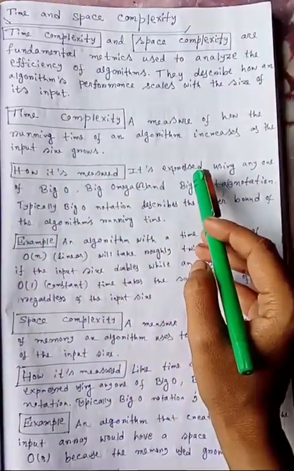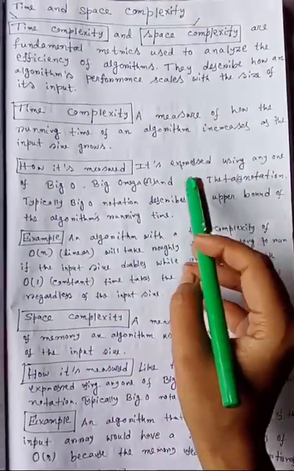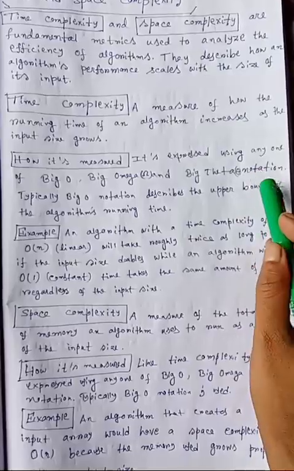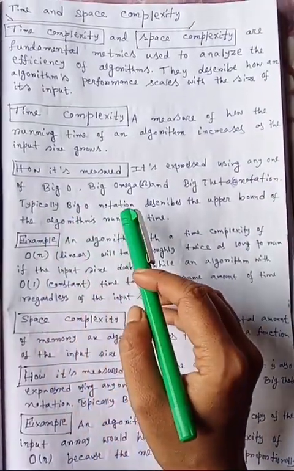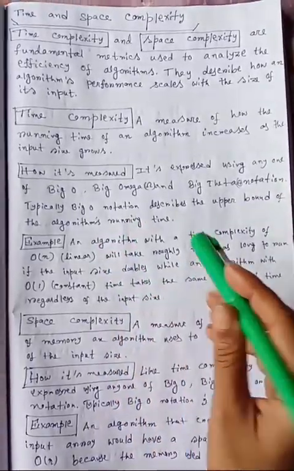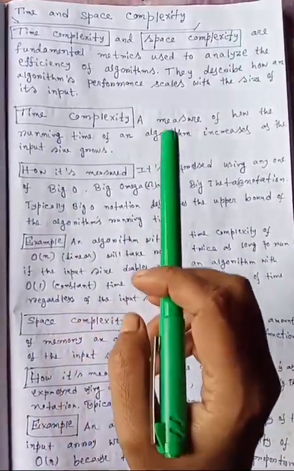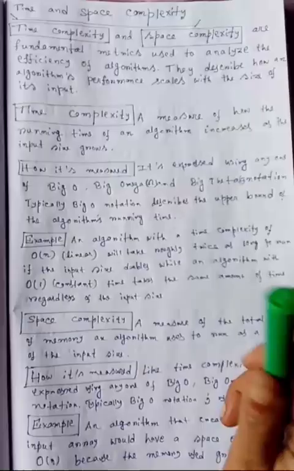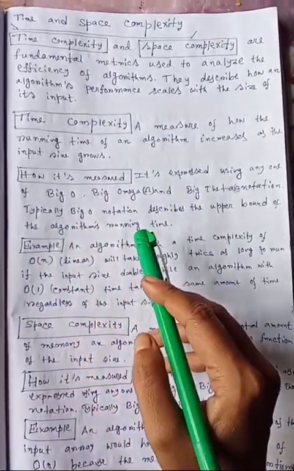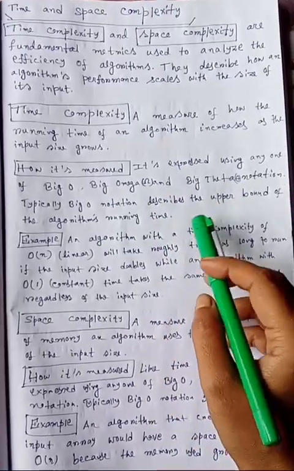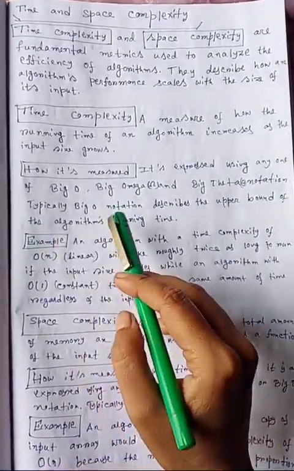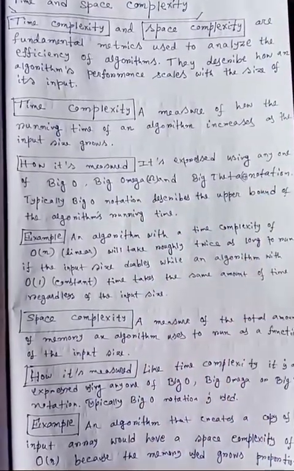It's expressed using any one of three notations: big O notation, big omega notation, and big theta notation. Typically, big O notation describes the upper bound of the algorithm's running time. There are three notations we can use to express time complexity as well as space complexity, but the most popular is big O notation because it describes the upper bound of the algorithm's running time. Other than big O, we also have big omega and big theta notations.